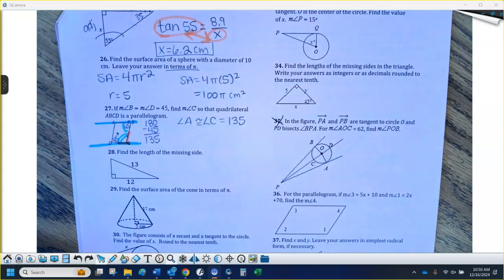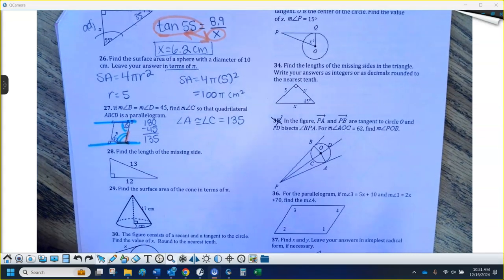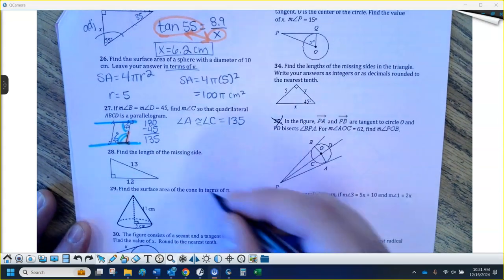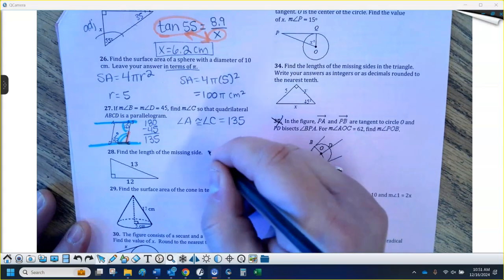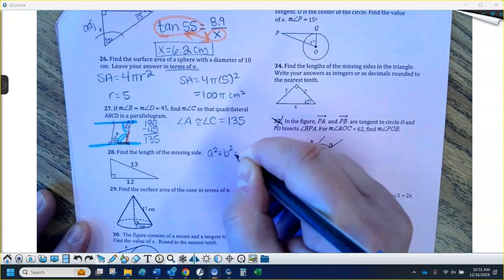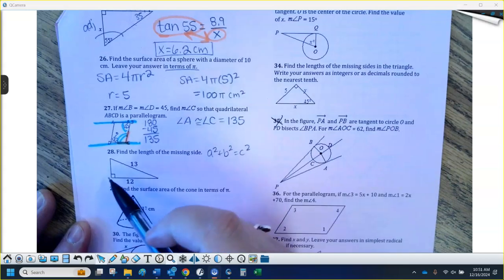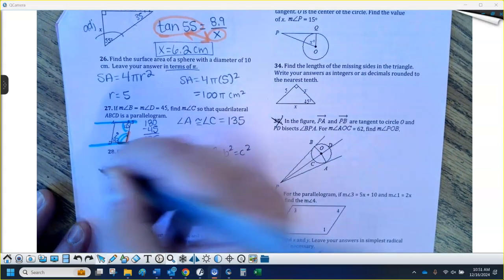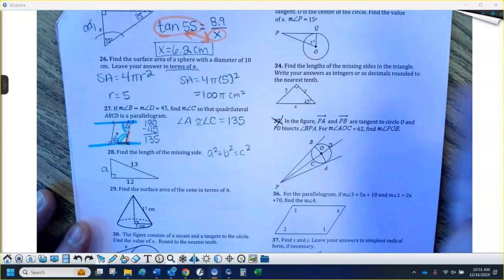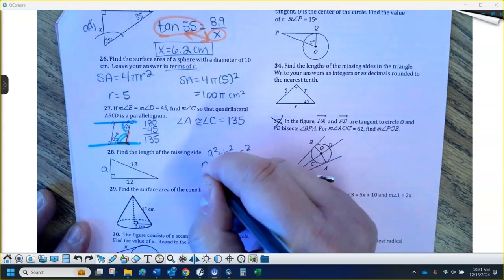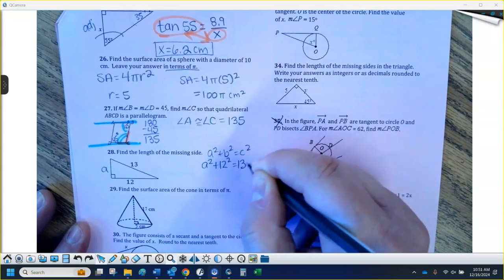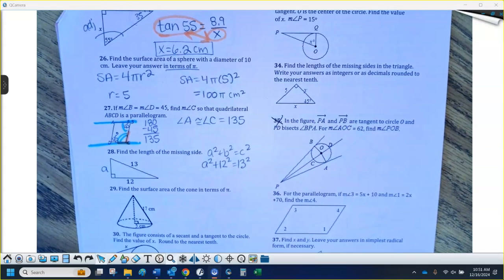All right, now 28. Please do not think too hard about this. This is literally just a right triangle missing a side. This is just trying to get you to do the Pythagorean theorem, so a squared plus b squared equals c squared. I have a missing side that's one of the legs that makes up the right angle, so I'm just going to call that a. Just as long as you don't make it the hypotenuse, you're fine. So the other leg is 12, and the hypotenuse is the 13 because it's across from the right angle.